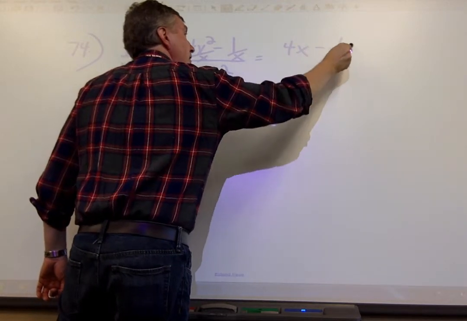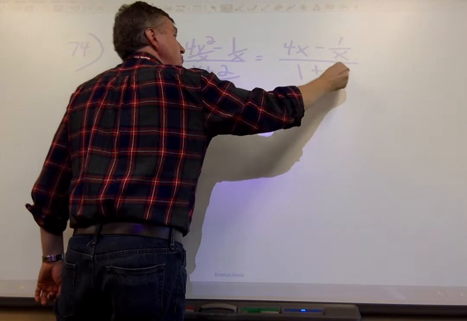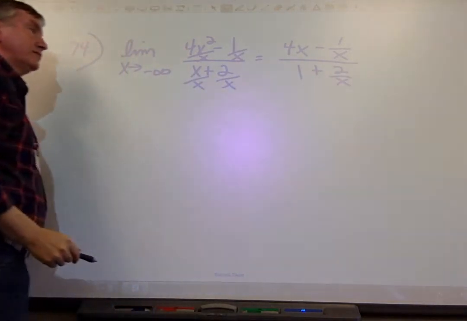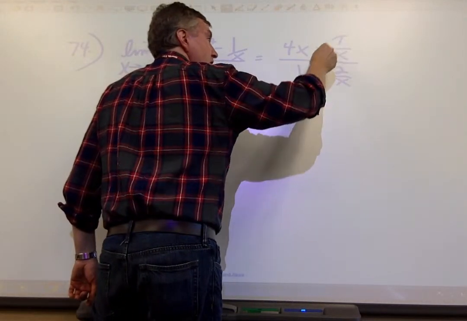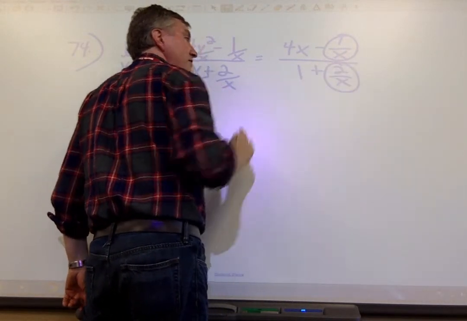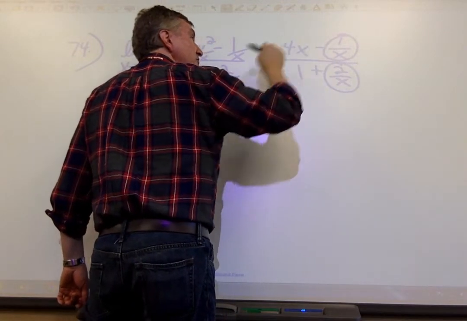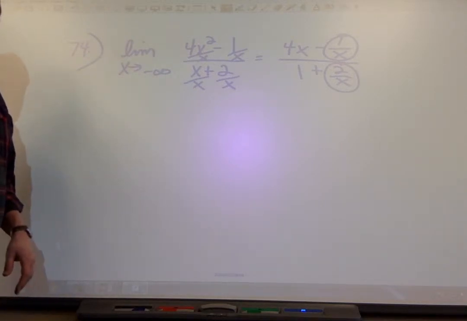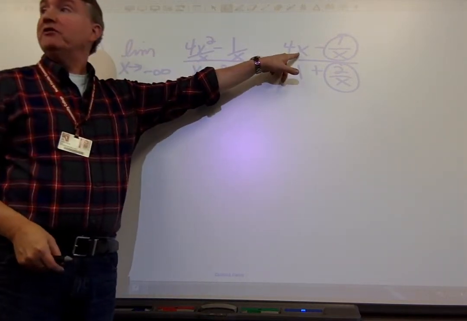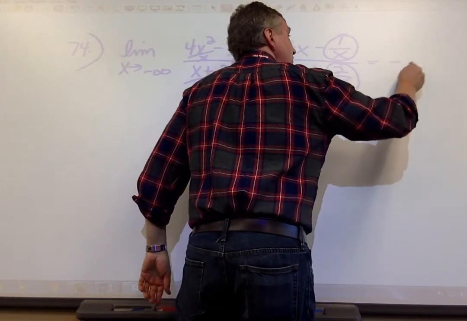4x minus 1 over x over 1 plus 2 over x. Do you agree with that? Well, I agree that this and this go to what? 0. So those are gone. But what if 4x goes to negative infinity? Where's that going? Negative infinity. That one didn't cancel out to a 0, did it? Because there was no x in the denominator. So that tells me that that would go to negative infinity.